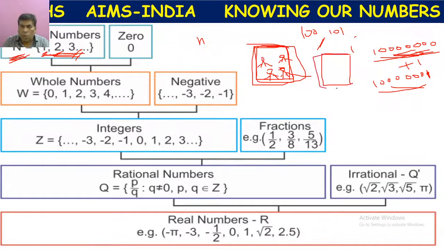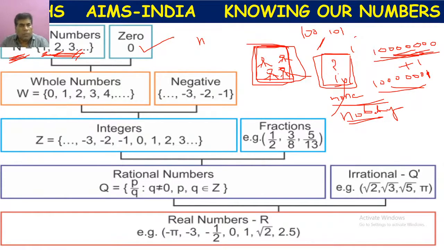Now this is the room. Who is there inside the room? None. Because everybody went away, there is nobody in the room. Now how to represent none or nobody? Can we represent it with 1? No, we cannot, because none or nobody we have to tell with the help of 0.